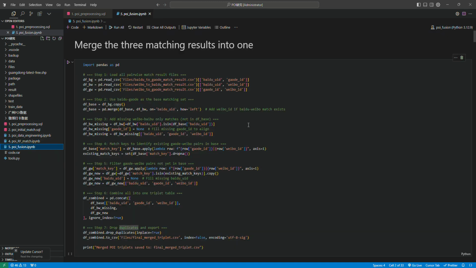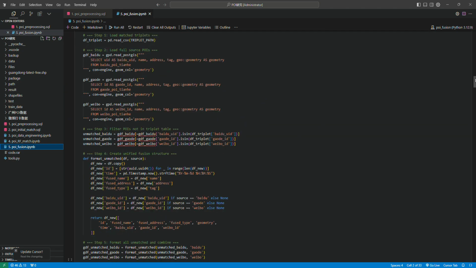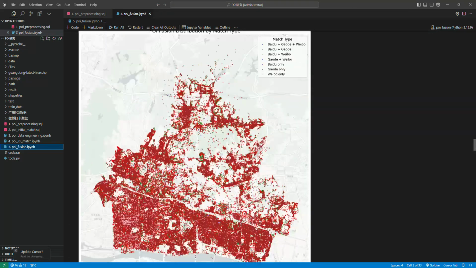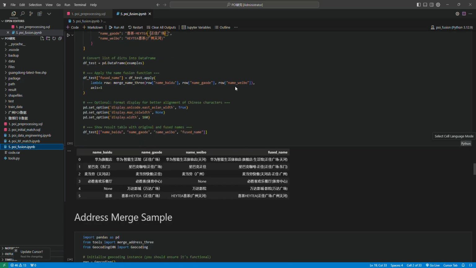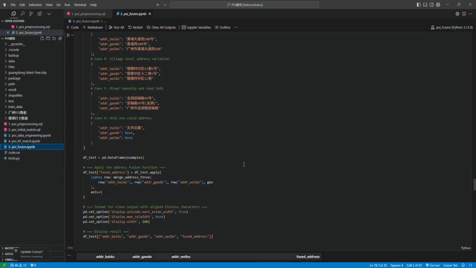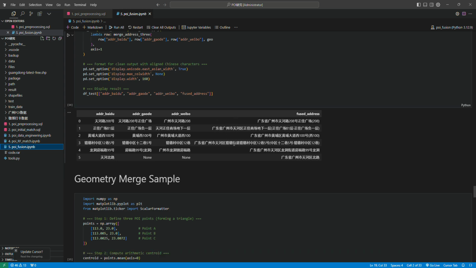And the final step is fusion. Yeah, this is the fusion result. For demonstrative purposes, we create several sample records, and this is named Fusion. As you can see, we try to keep all meaningful information from the sources. And this is also similar for address. We add province, city, and district information in the address.